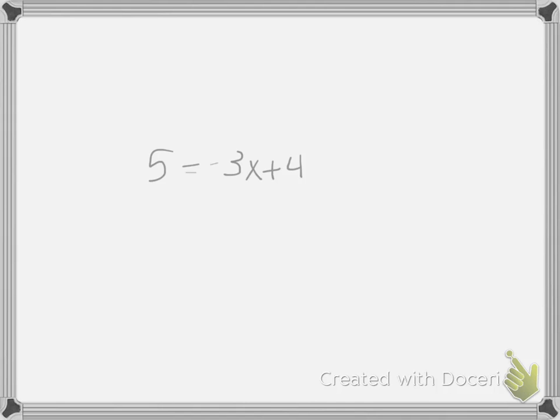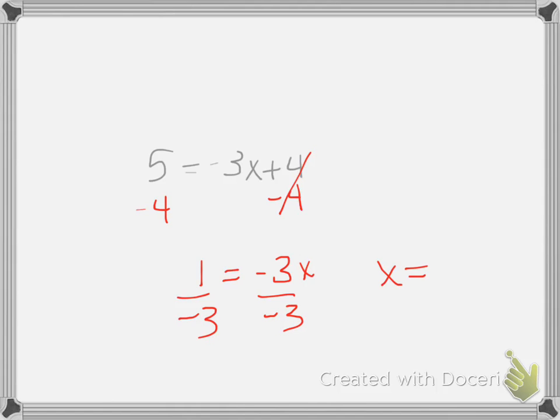Okay, so I need to get rid of the things not attached to x, so I need to get rid of that 4. Right now I'm adding it, so I got to subtract it from both sides to get rid of it. 5 minus 4 should give me 1. Right now I'm multiplying by negative 3, so to get rid of it I need to divide. So now my x equals negative 1/3. Okay, don't lose your negatives. I'm having a lot of people losing their negatives as time goes on.